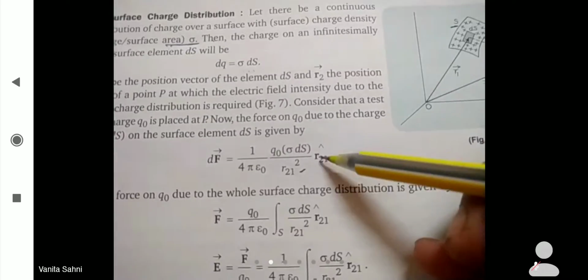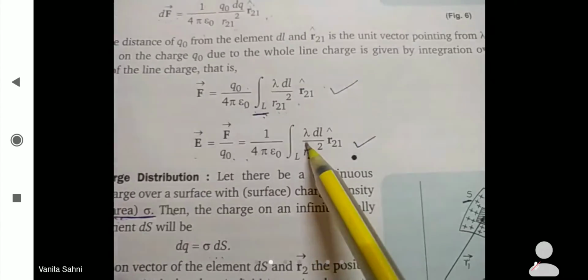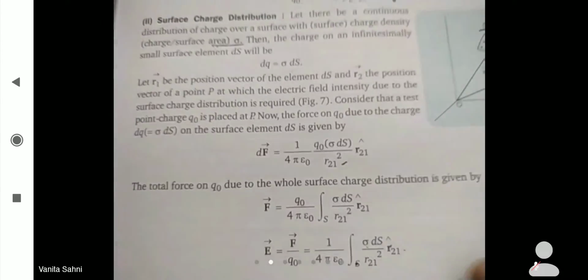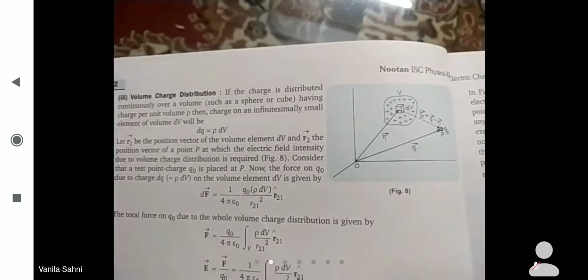Rest everything is the same. Only lambda dl is replaced by sigma ds. Similarly, the third article, volume charge density. Now there is a volume. Volume means the charge is distributed over a sphere or over a cube which is having some volume.